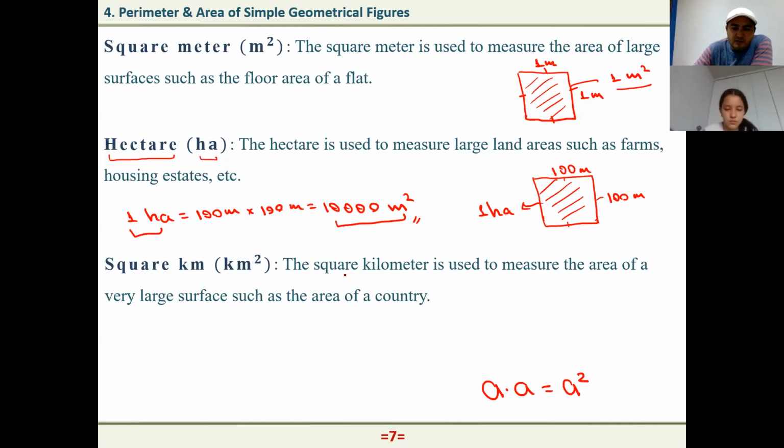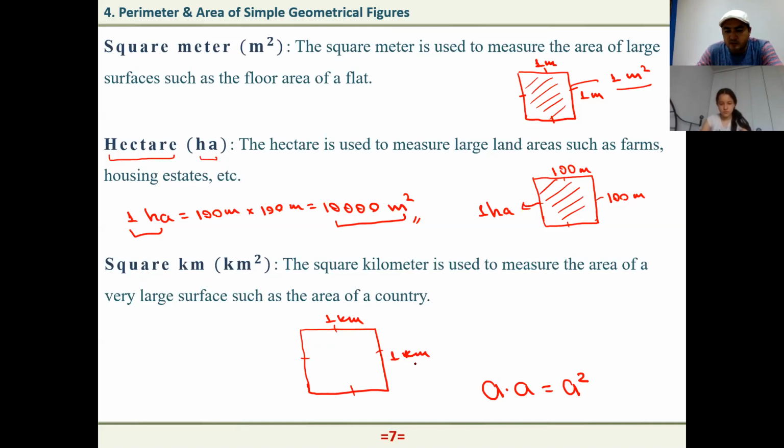Square kilometer, we use this to measure the area of very large surfaces, such as the area of a country, right? The area of a lake, the area of a sea, the area of a town, for example. To measure big land areas, we use kilometer squared or square kilometer. And what we mean by 1 square kilometer, again, we have a kind of huge land of square shape. All sides are equal, right? And that's a square. So one side of the square is 1 kilometer, and this side is 1 kilometer.